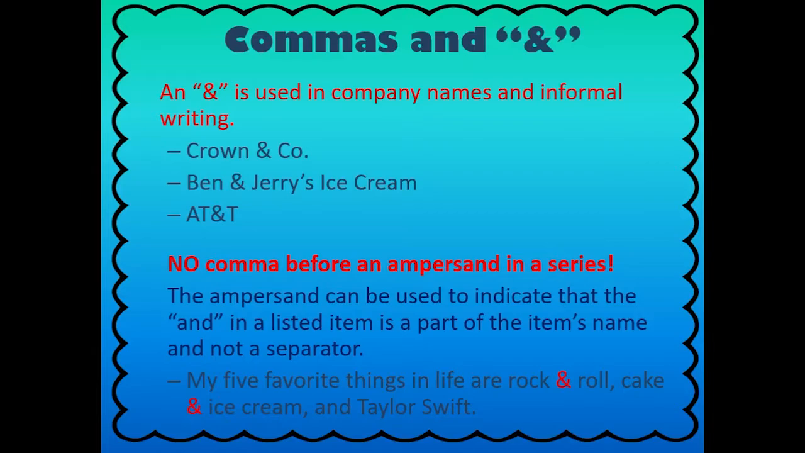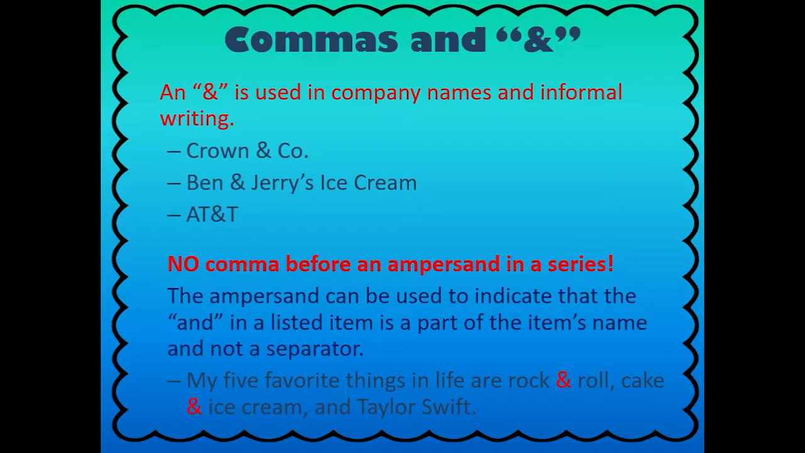So here's my sentence. My 5 favorite things in life are rock and roll, cake and ice cream, and Taylor Swift. The and sign there connects rock and roll together to make one, which is one type of music. And then cake and ice cream, which is one type of dessert. It's cake with ice cream. They're not separate, they're together. But then you see I have a comma, and then it says and Taylor Swift, so you know Taylor Swift is her own thing. She's not mixed with anything else.